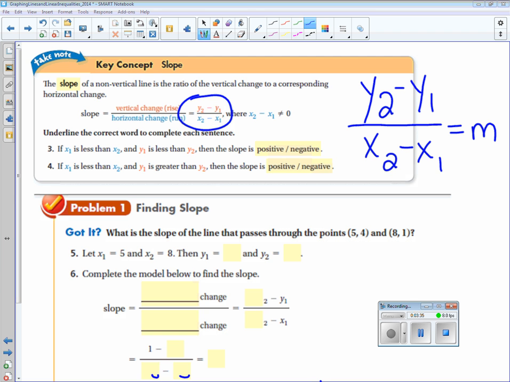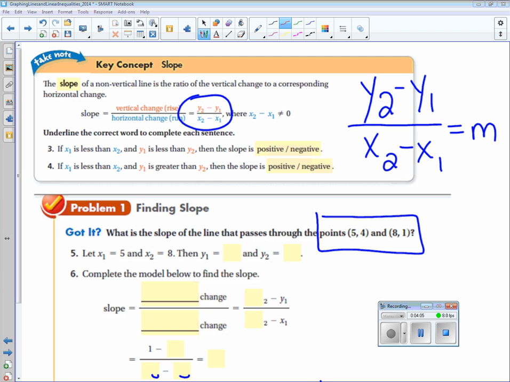So let's look at this example. I have 2 points. So you want to write those down, (5, 4) and (8, 1). And I want to find the slope of the line that passes through those 2 points. Now, what does y2, y1, x2, x1, what do all those things really mean? Right, they're the actual coordinates, okay?